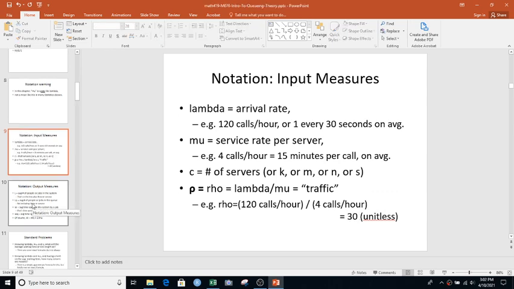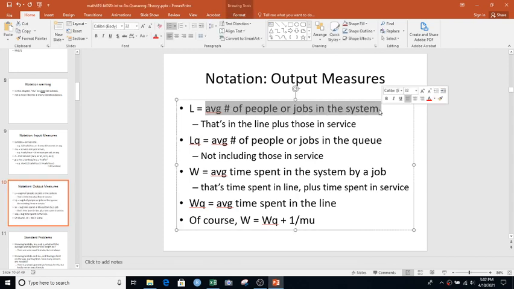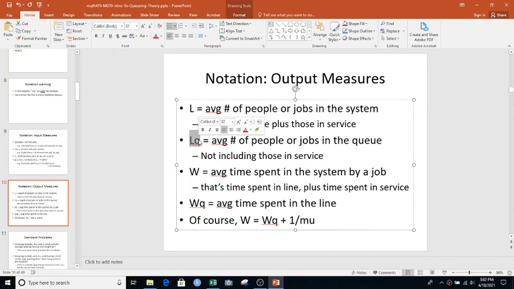Then let's talk about how we're going to measure how well our queuing system is performing. Take a sec to think about what you might want to measure about a queuing system to say whether it's doing a good job keeping people happy. Those would be the output measures. We might be concerned with the average number of people or jobs in the system, that's the people in line not getting served but just waiting, plus the people who are in service, and we'll call that capital L. You might consider the number of people or jobs in the queue who aren't getting served, and we'll call that L sub Q for obvious reasons.